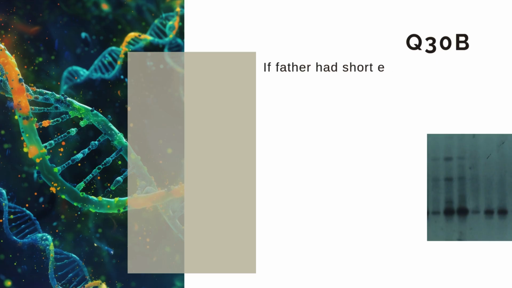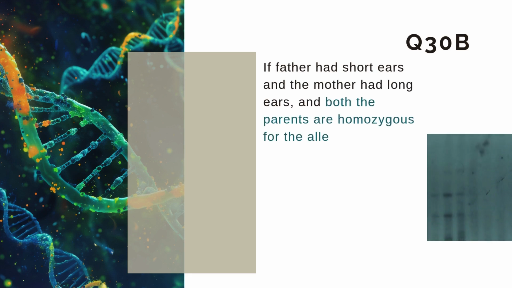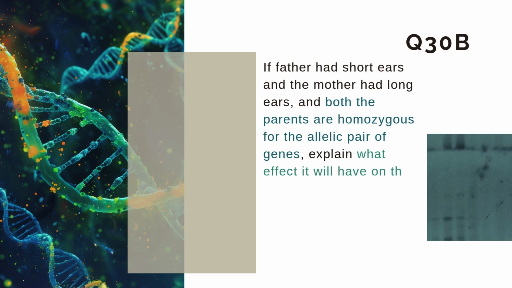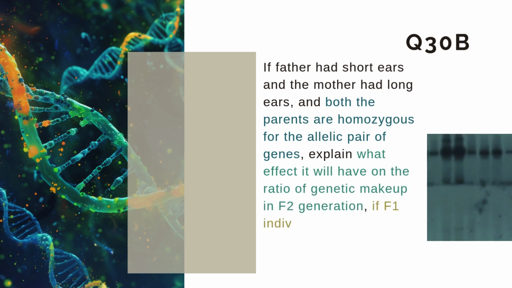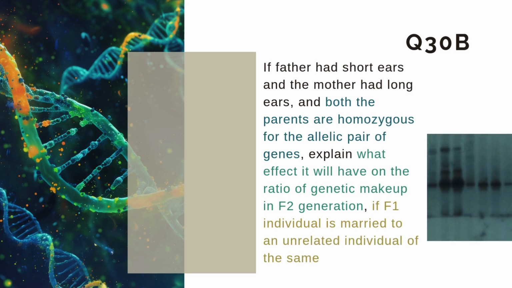If father had short ears and mother had long ears, and both the parents are homozygous for the allelic pair of genes, explain what effect it will have on the ratio of genetic makeup in F2 generation if F1 individual is married to an unrelated individual of the same genotype.